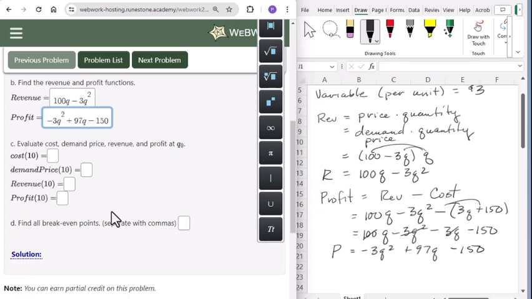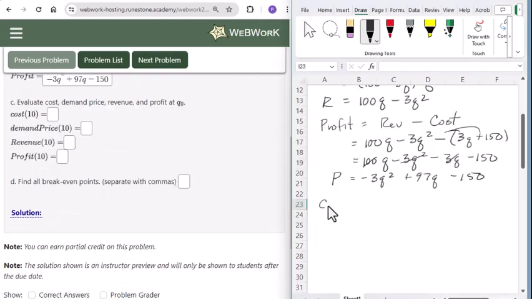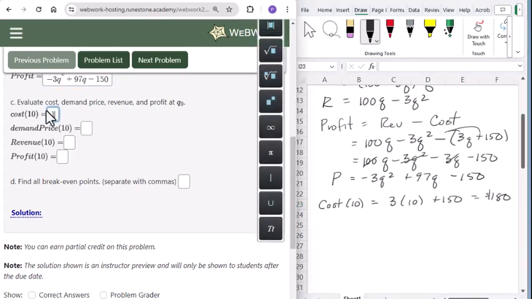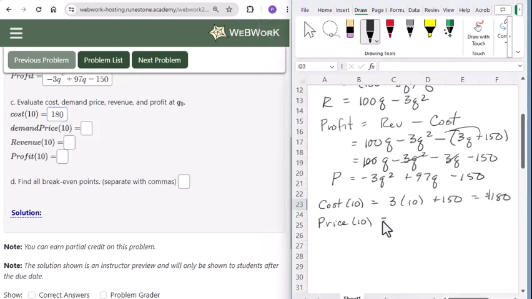Now evaluate the cost, the demand price, the revenue, and the profit at Q naught. And the Q naught that I was given in this problem was 10. So cost at 10 would be 3 times, plug in 10 for Q, plus 150, makes $180. Demand price at 10 was 100 minus 3 times, plug in 10 for the Q. That's $70 per unit.